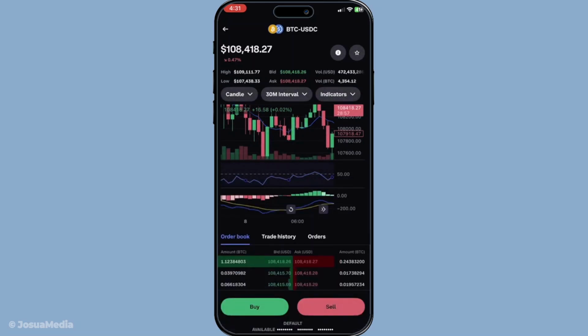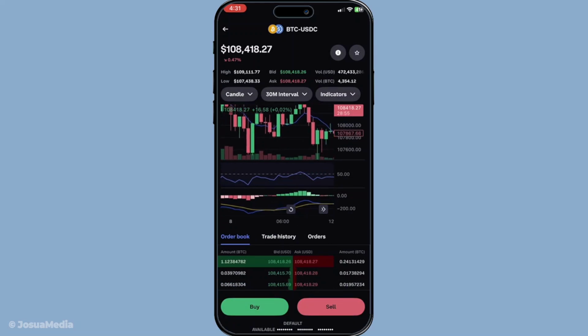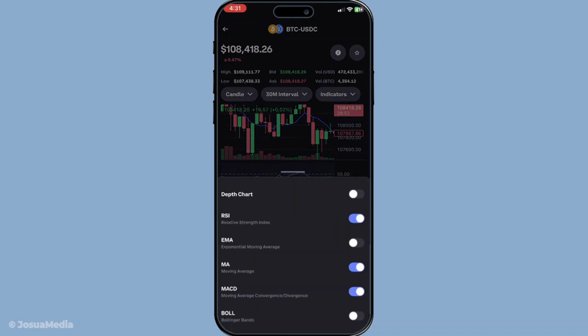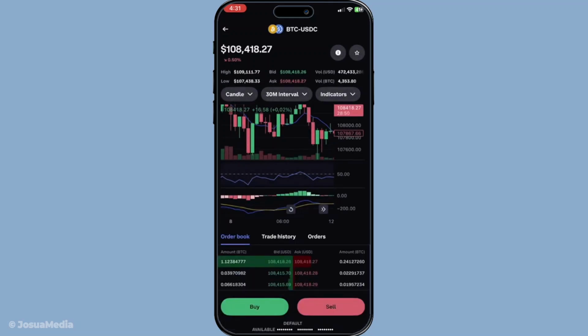So there you have it, the essentials for reading candlestick charts on Coinbase Pro. By mastering these elements, you can enhance your trading strategy and react more effectively to market movements. Keep practicing and integrating more data points into your analysis for better accuracy.